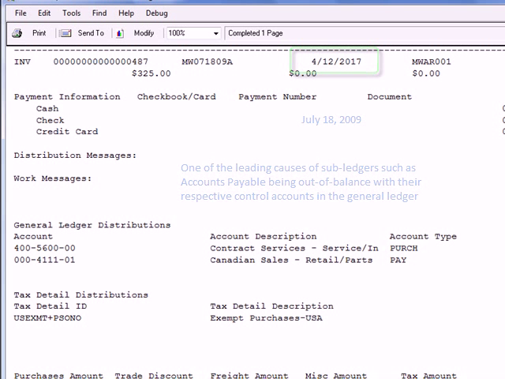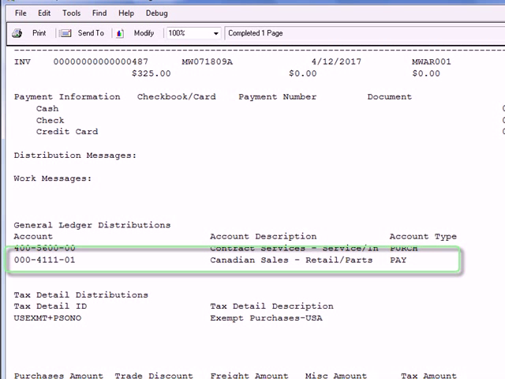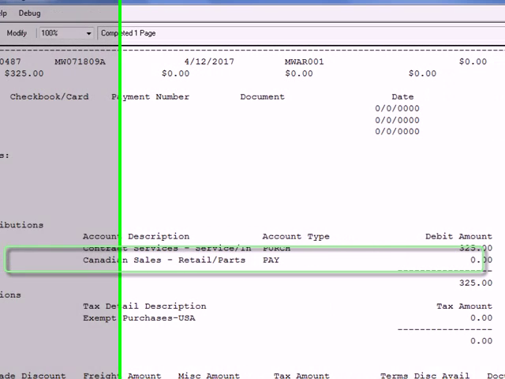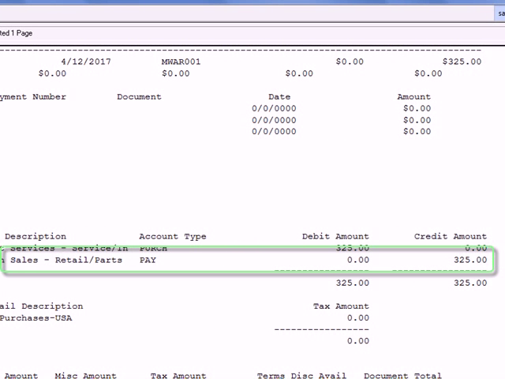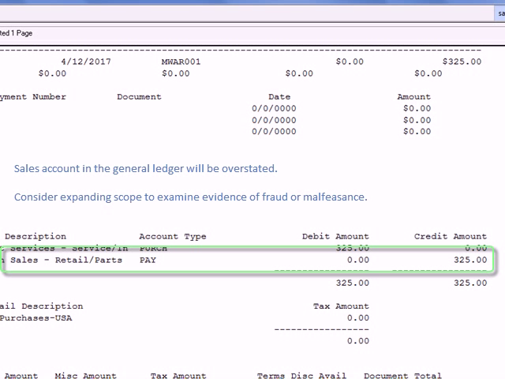And there is another problem. The amount of the vendor's invoice is being posted to a sales account in the general ledger, not the accounts payable control account in the general ledger. This is a problem because, once again, the accounts payable subledger balance will not equal the accounts payable control account's balance in the general ledger. It is also a problem because this particular sales account in the general ledger will be overstated.